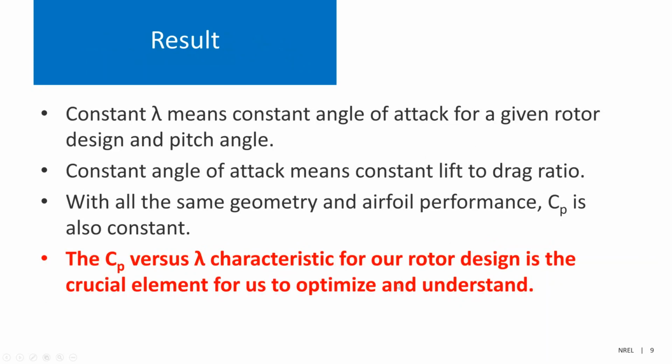So the result, just to review, is that constant lambda means constant angle of attack for a given rotor design and a given pitch angle. Constant angle of attack means constant lift to drag ratio and all of the other parameters that the airfoil produces, which means with the same geometry and airfoil performance, CP is also a constant. So once you fix your geometry, you choose your airfoil and your twist distribution and pick a pitch angle, then CP is constant with a constant lambda. So what we really want to understand is how CP varies with lambda. So the CP versus lambda, or tip-speed ratio characteristic, for your particular rotor design is the crucial thing to understand and to optimize if you want your turbine to perform well and to be controllable.